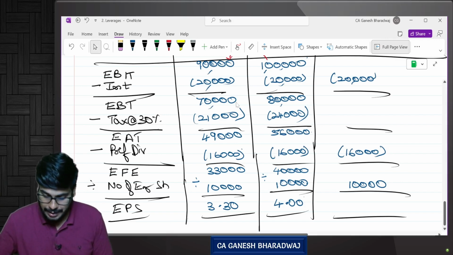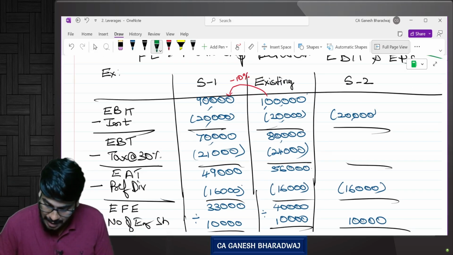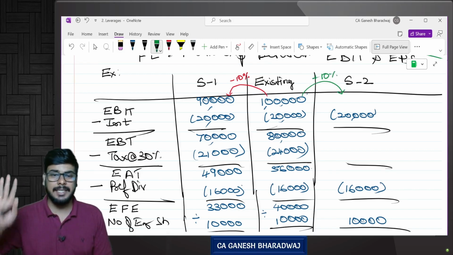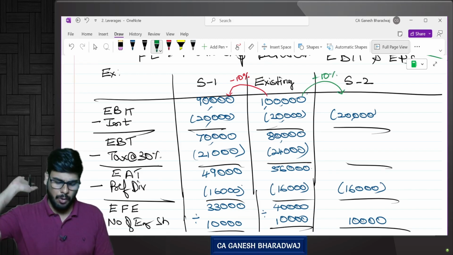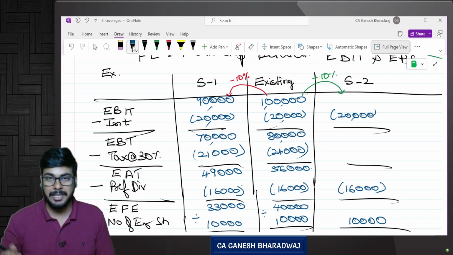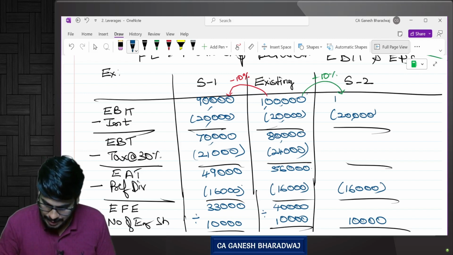Now let's go to the other side. Let us assume that my EBIT is increasing by 10 percent, other things remaining constant. Only my EBIT is changing, by 10 percent, which means from 1 lakh, it is increased by 10 percent. That is, it has increased to 1 lakh and 10,000.